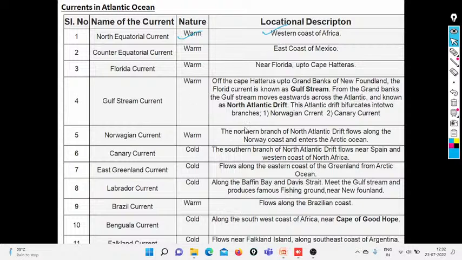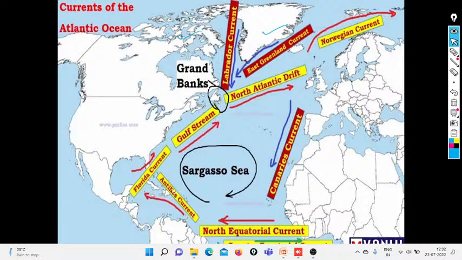Then the Counter Equatorial current is a warm current, near the eastern coast of Mexico. This is also called the Sargasso Sea. The Sargasso Sea falls in the Atlantic Ocean, and this is the Sargasso Sea, right?